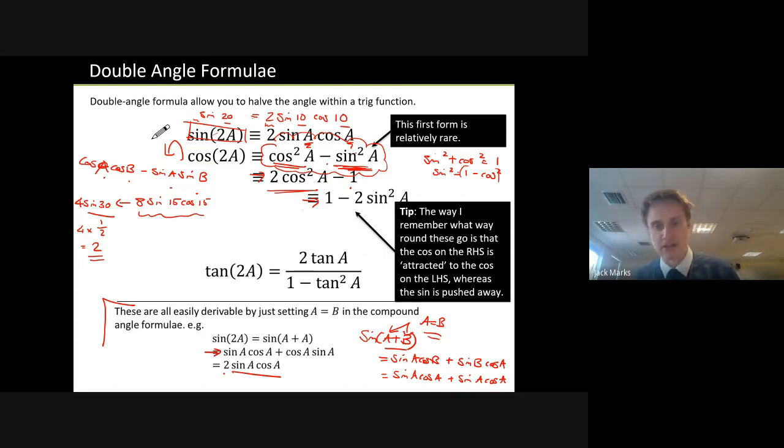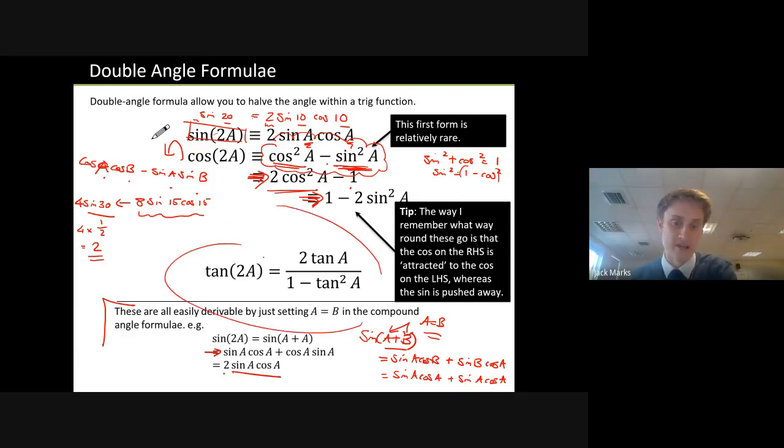Okay, try it for yourself. I encourage you to pause the video, start with cos squared minus sine squared, and just check that you can get both of these results here. You are allowed to use them as given though. You want to memorize these really, because they're not given in the formula book, and they are hugely useful. They're a tool that you will use a lot. So sine and cos double angle.